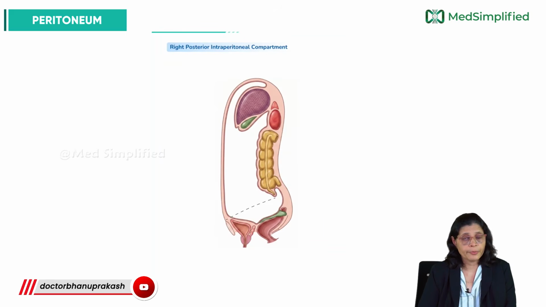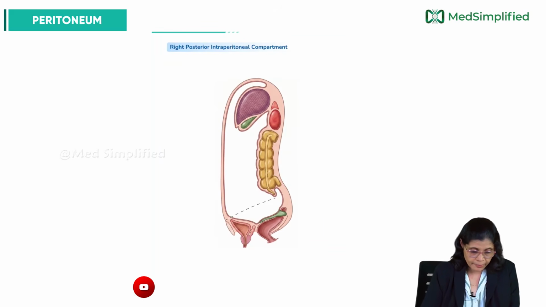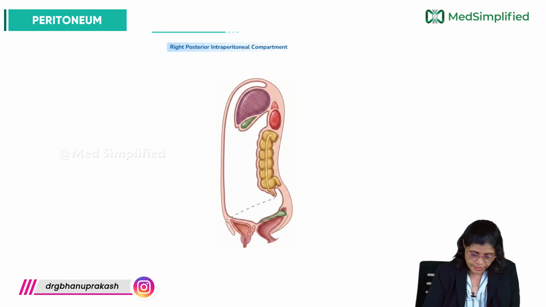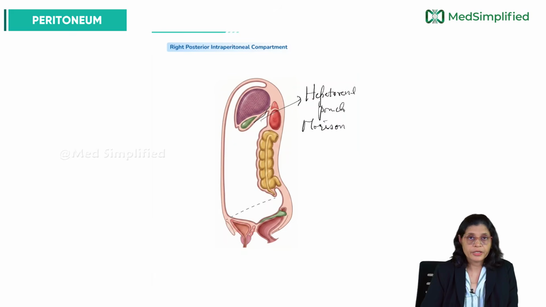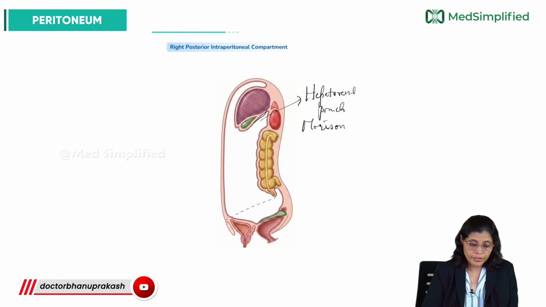So first coming to the right posterior intraperitoneal compartment. Where is it located? Here if you see, it is located between the posterior-inferior surface of the liver and in front of the right kidney. So this is the hepatorenal pouch of Morrison, or Morrison's pouch. Posterior inferior surface of liver and in front of the right kidney.